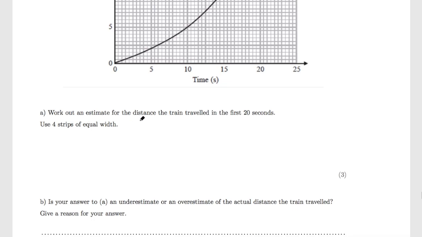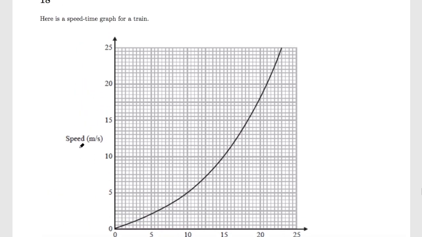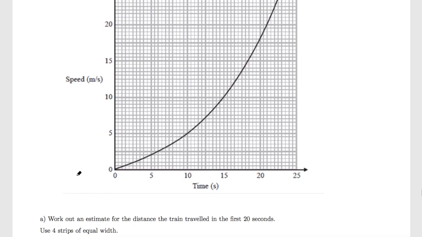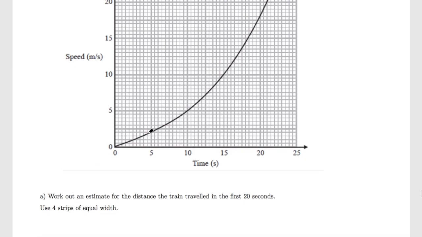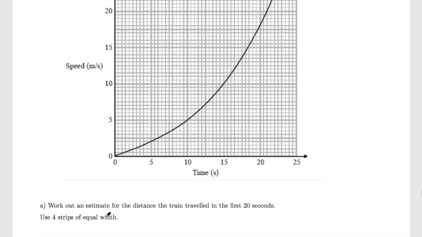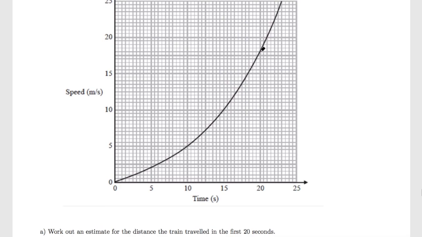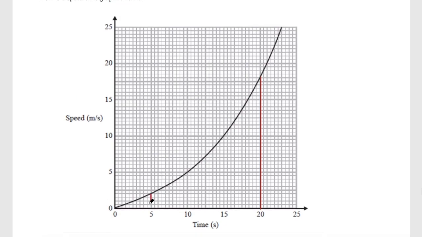And part A says work out an estimate for the distance of the train travelled in the first 20 seconds. Use 4 strips of equal width. So when we're given a speed time graph, we can find the distance by finding the area under the curve. So the way we find the area under the curve is by breaking it up into sections and finding the area of each section. And this says to use 4 strips of equal width. So if we take the time up to 20 seconds, if we split that into 4 equal sections, that will be 5 seconds each.